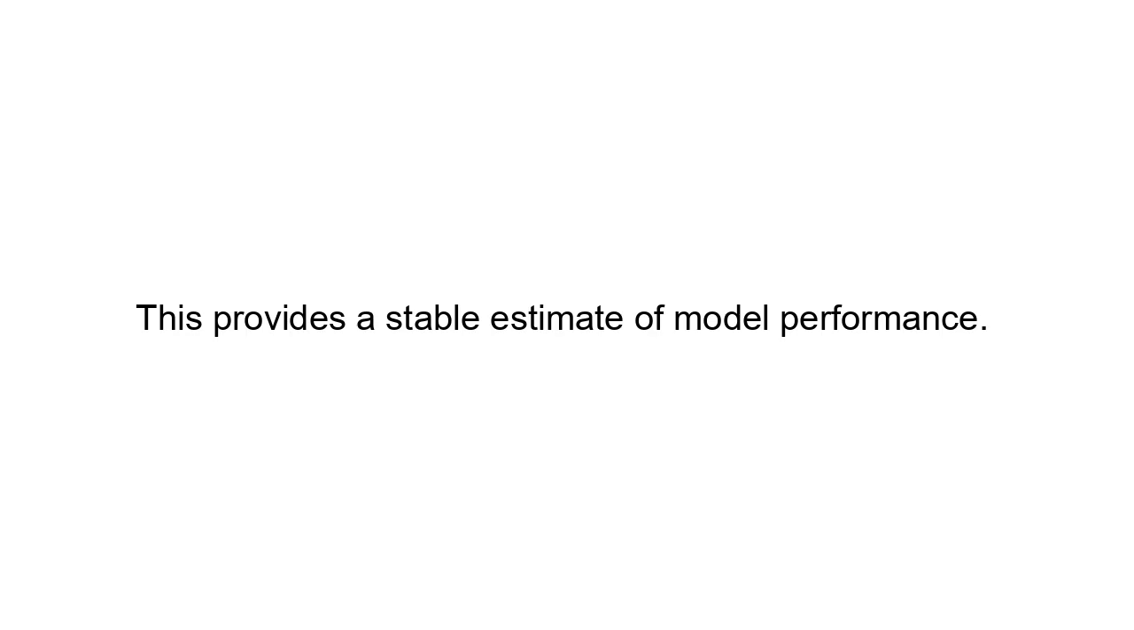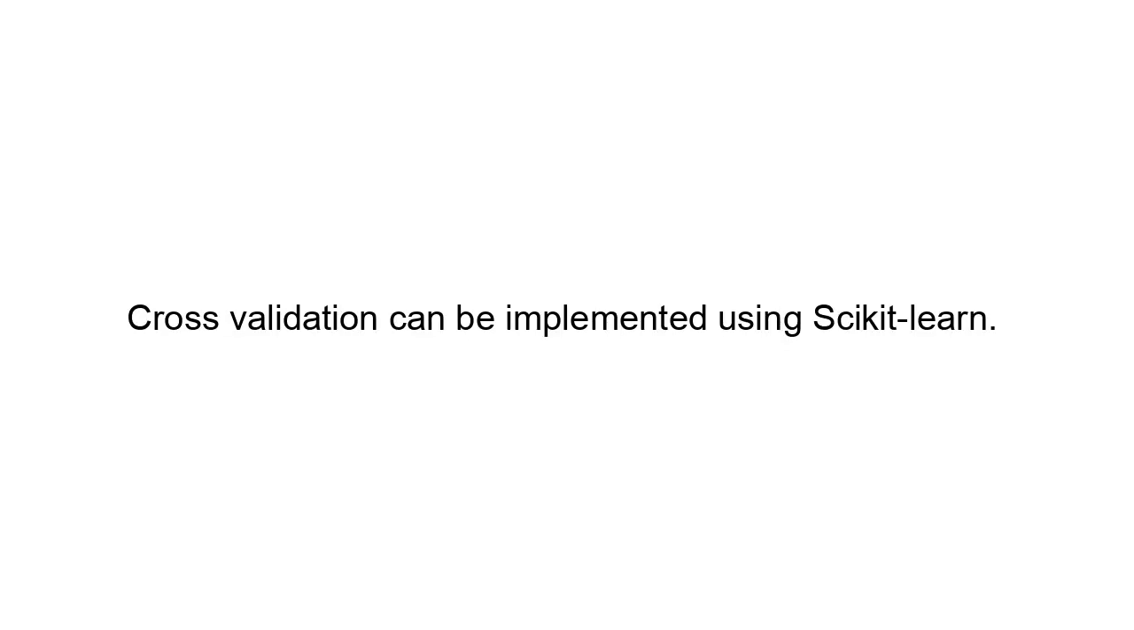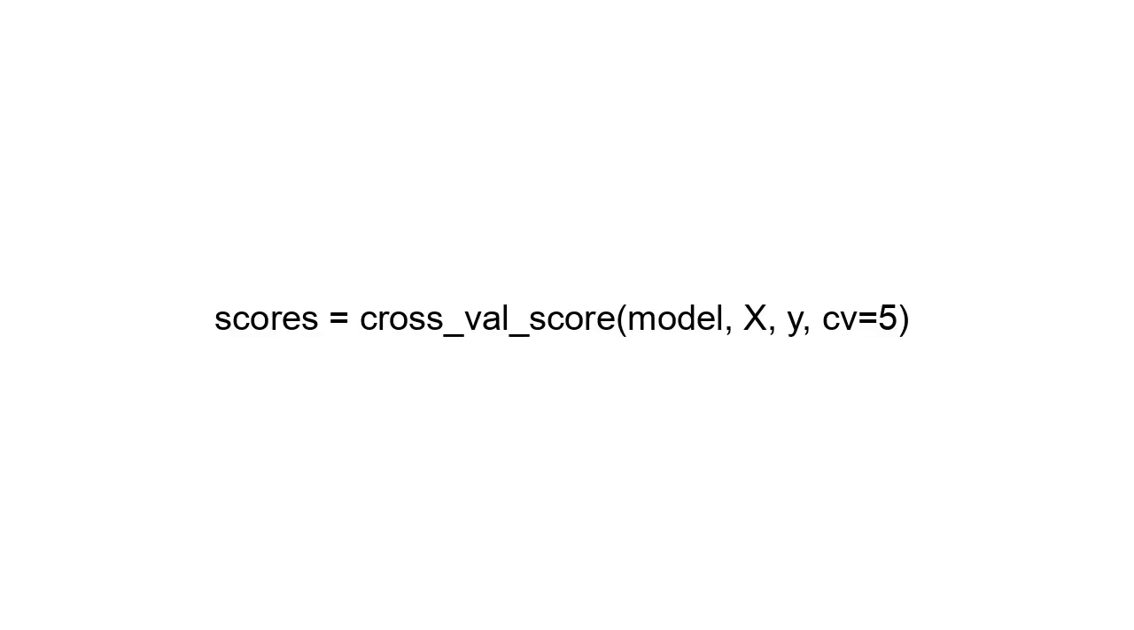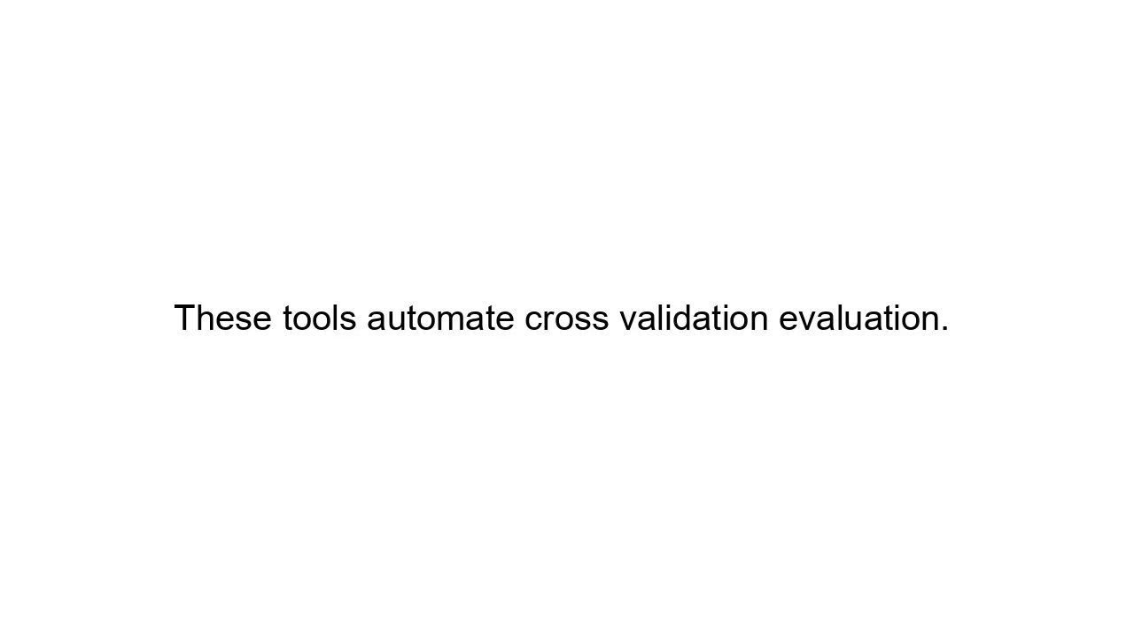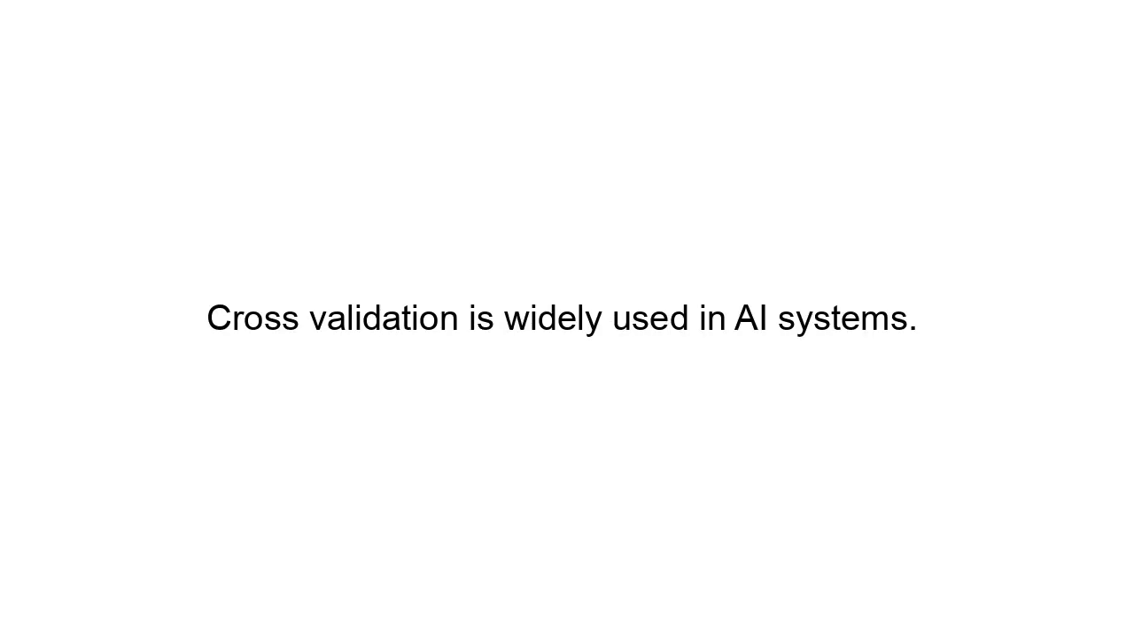Example Python code. Cross-validation can be implemented using scikit-learn. Import cross-validation tools from sklearn.model_selection import cross_val_score. Example usage: scores = cross_val_score(model, X, y, cv=5). Calculate average score: scores.mean(). These tools automate cross-validation evaluation.